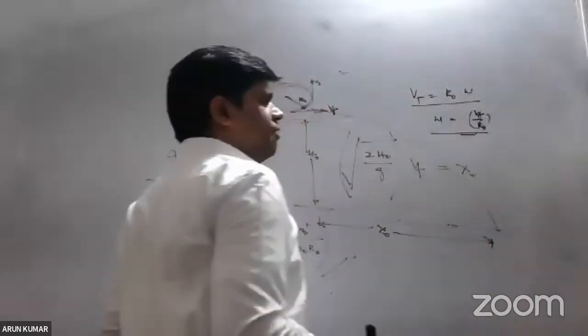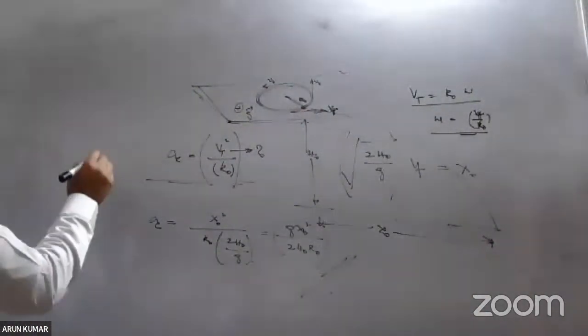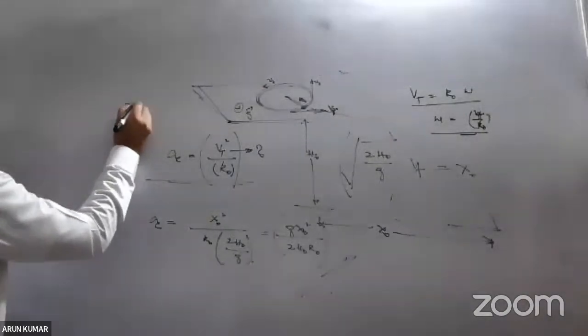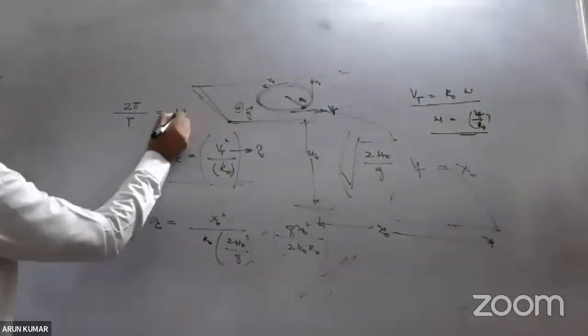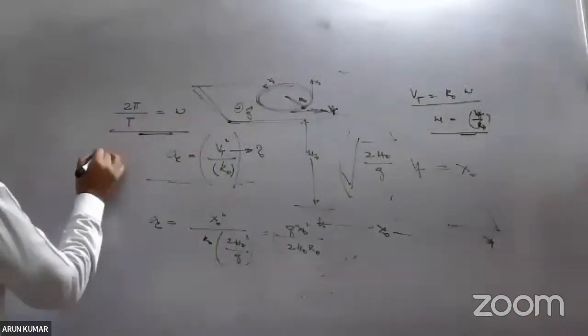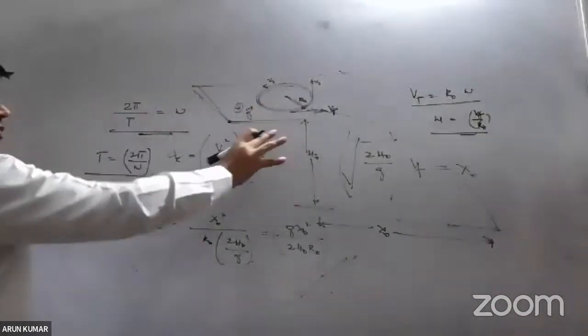Once I get omega, how can I get time period? Look at this. It is revolving, making one rotation in 2 pi by time t. Right, 2 pi by t is omega. So t is equal to 2 pi by omega. So I can ask you 4 questions just from this situation.